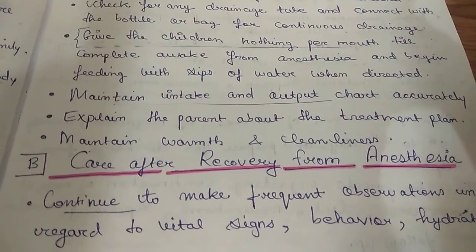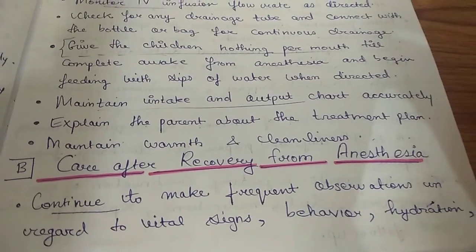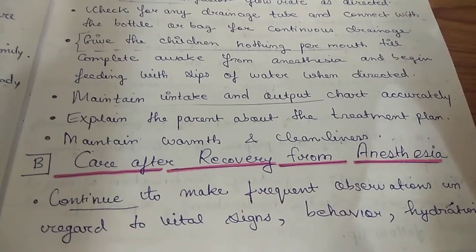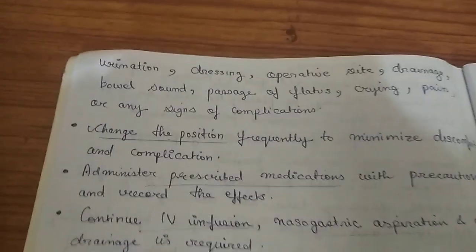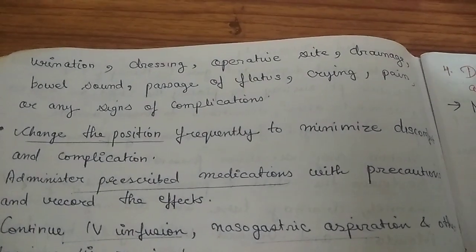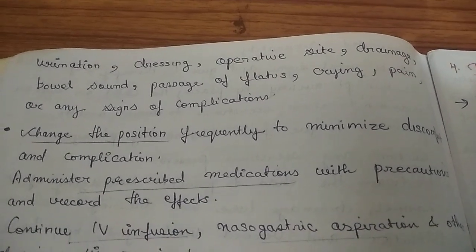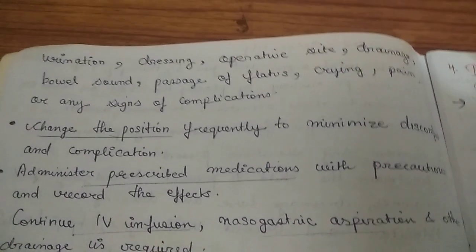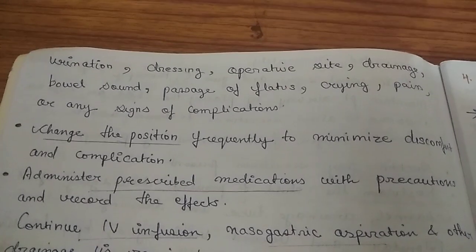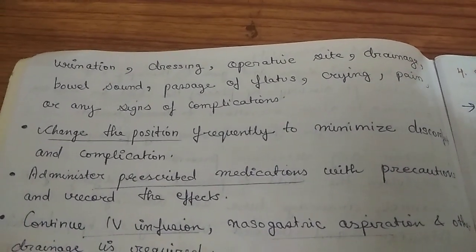So first is continue to make frequent observation in regard to vital signs, behavior, and hydration. So we will continuously monitor the vital signs, hydration, and everything. And then also urination pattern, dressing, operative site, drainage, bowel sound, passage of flatus, and crying and pain, or any other signs of complication if present after the operation, okay. Then change in the position frequently is done to minimize discomfort and complications.